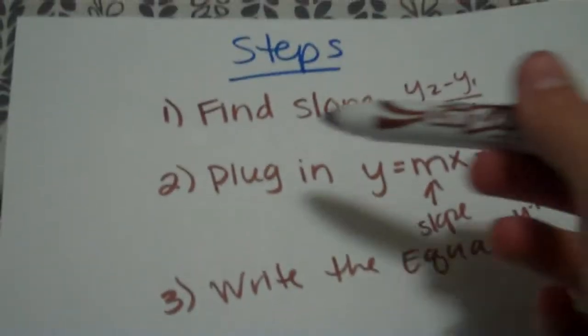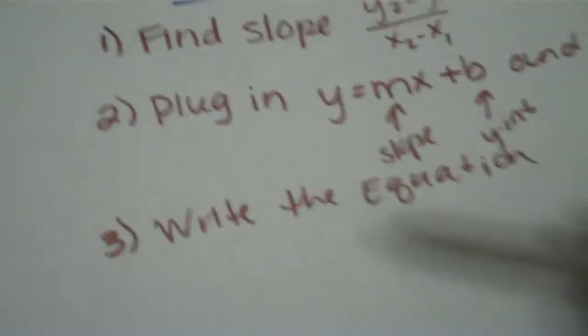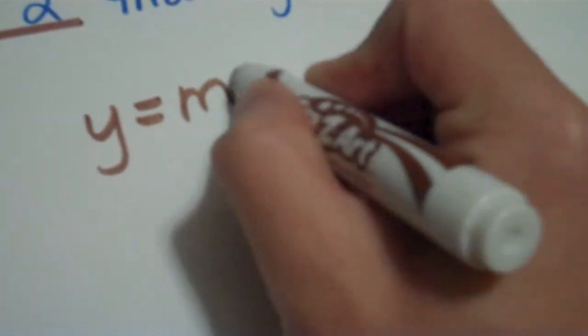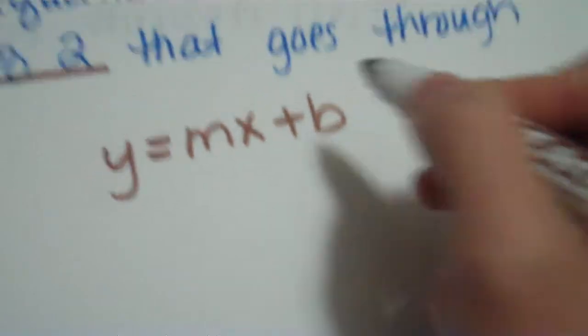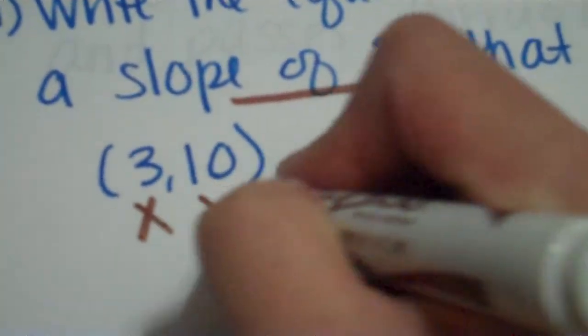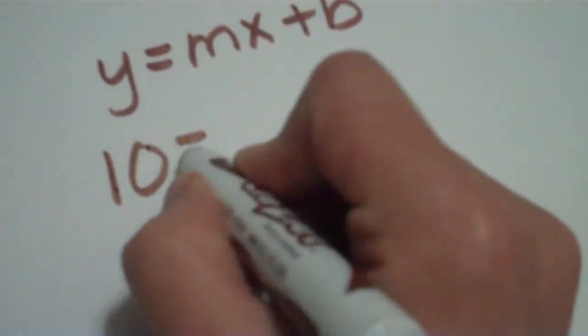Okay? So the first step is find slope. However, they already told me that the slope is 2, so I don't need to find slope. I have it. Then it says plug into y equals mx plus b. So I want you to write y equals mx plus b. What I mean by plug in is, look, I have a slope here, and remember a point is x and y. That's the x value, that's the y value. So instead of y equals, well, y here is 10, so instead of y, I'm going to replace it with 10 equals.